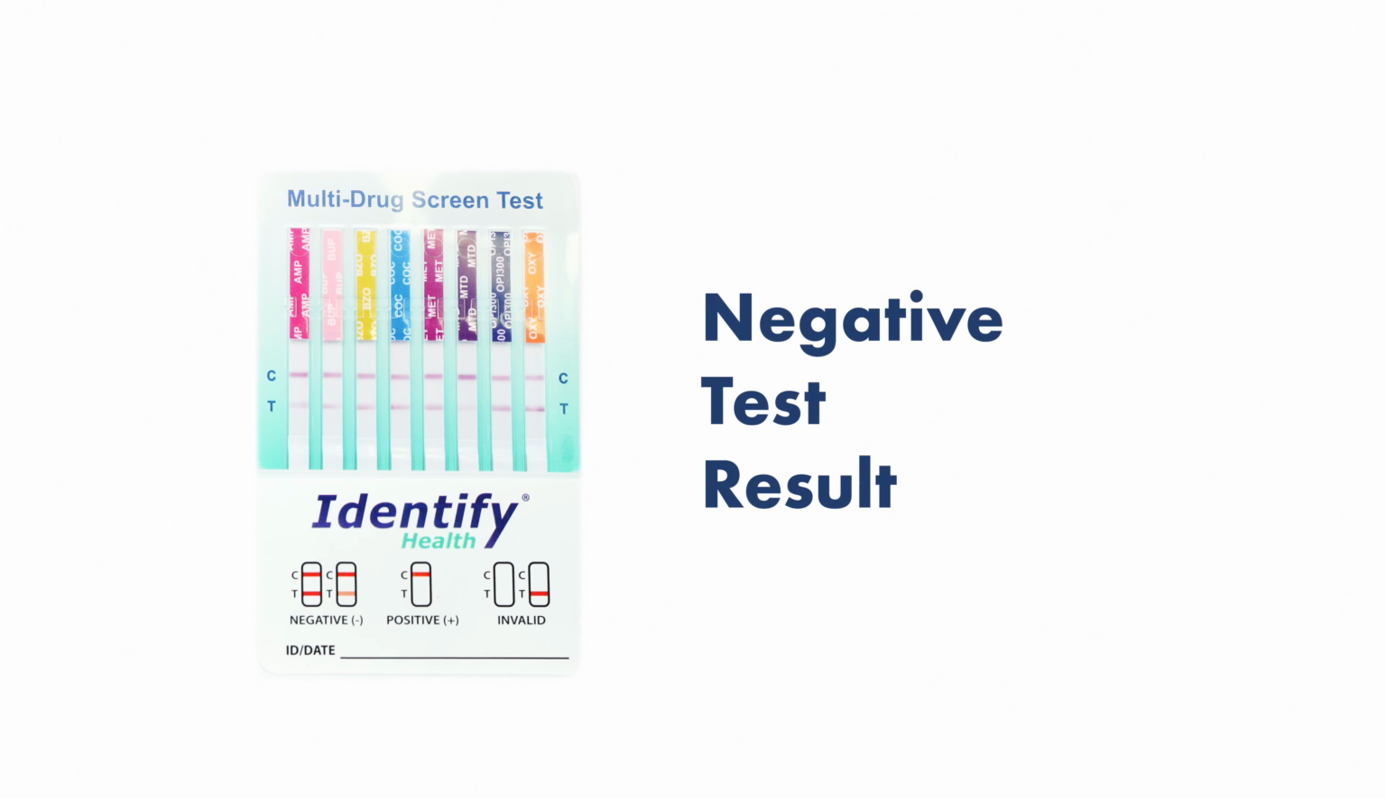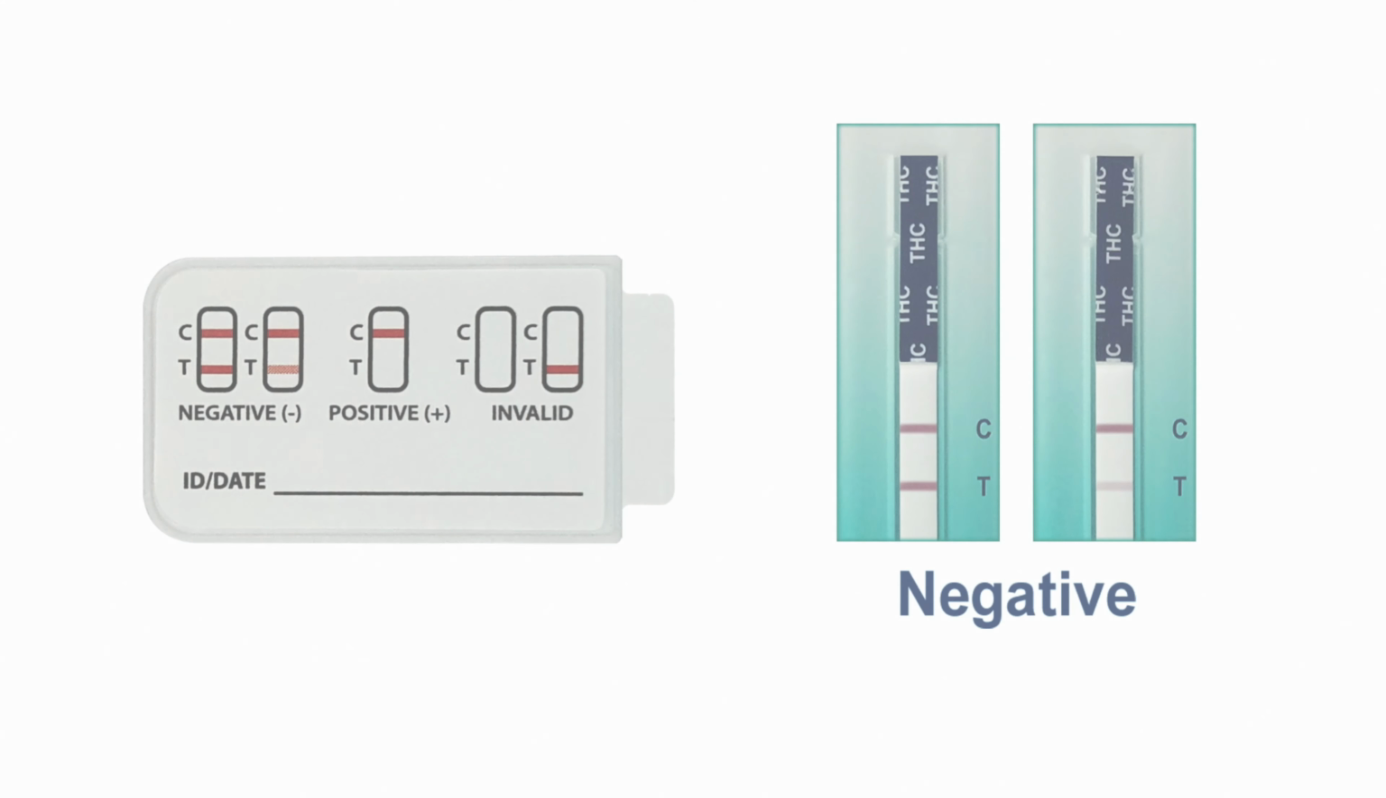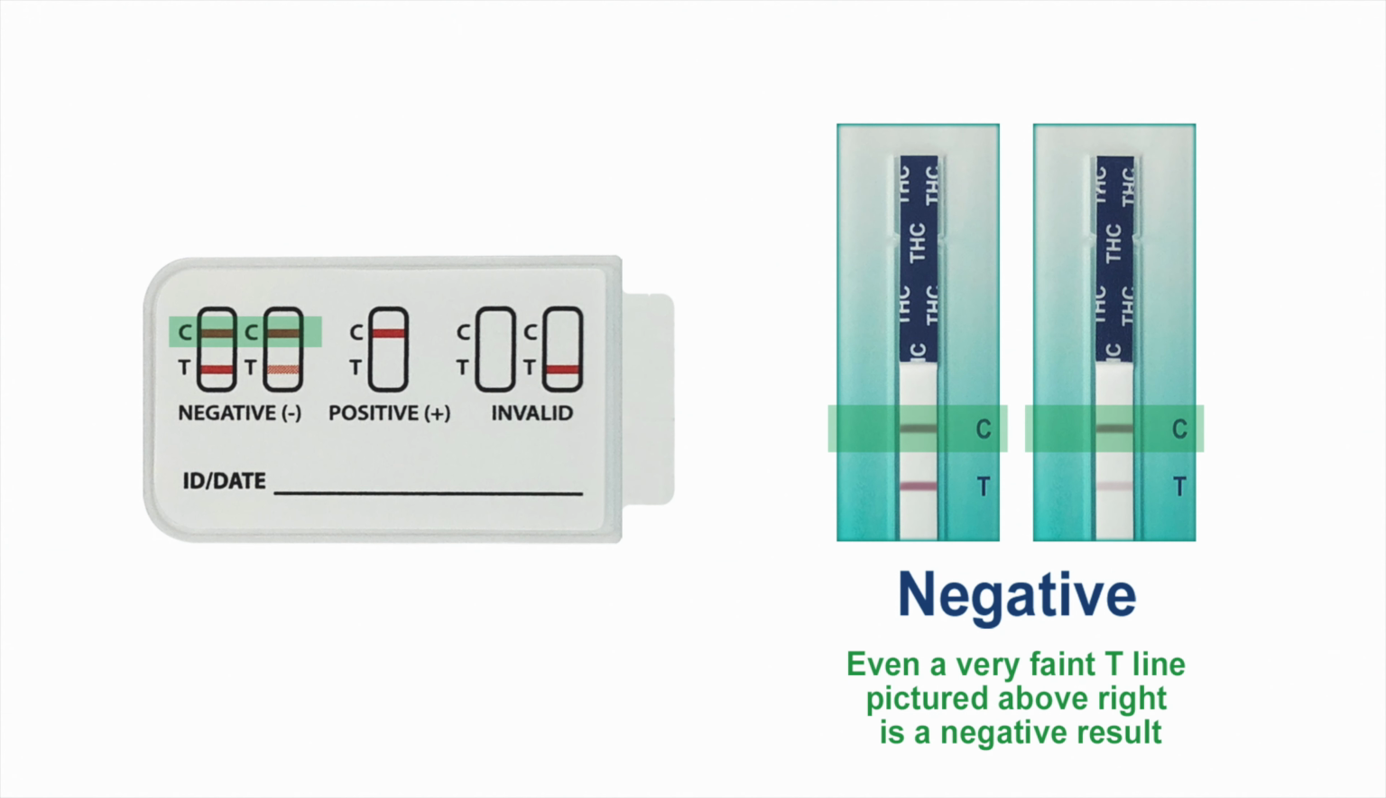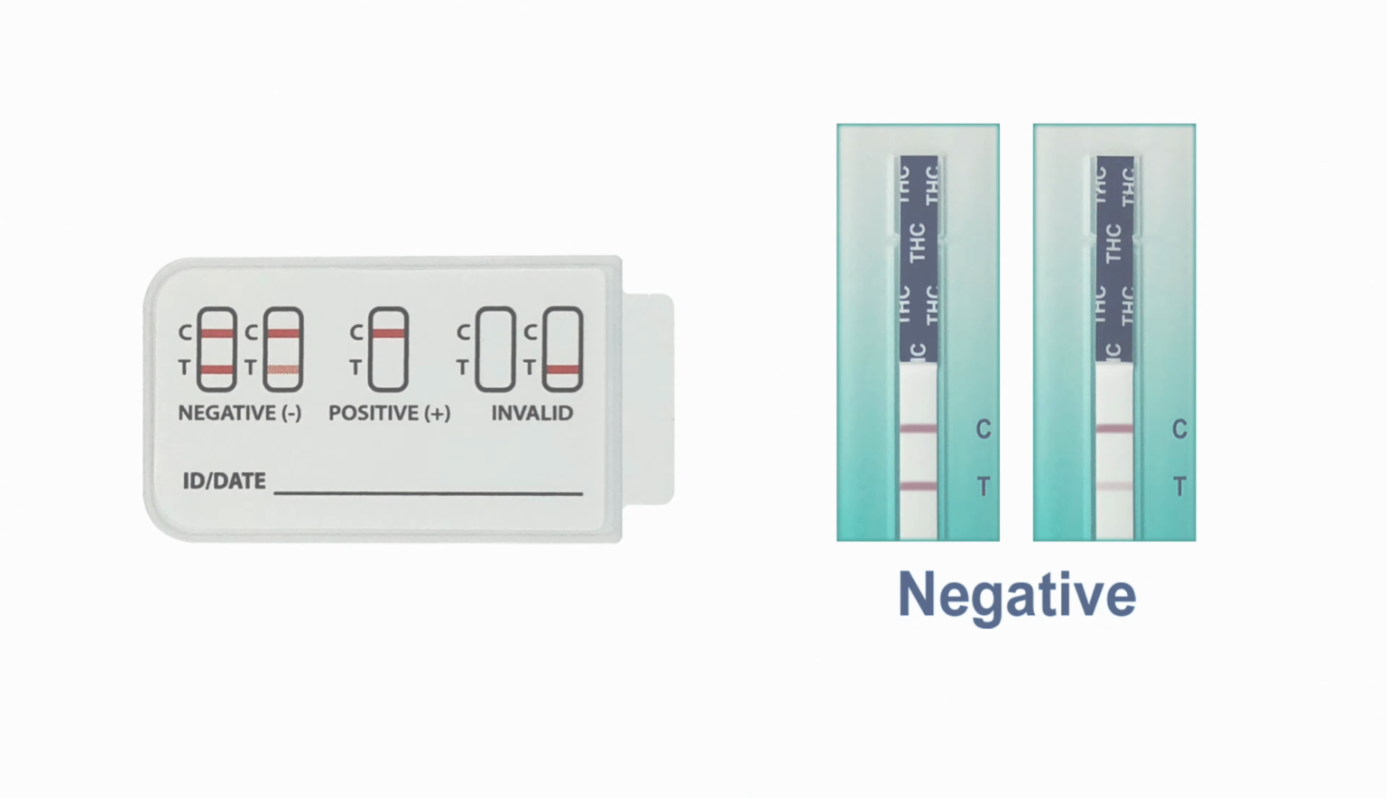Negative test result. A negative test result is indicated by 2 colored lines of any intensity. One colored line appears in the control zone, and another colored line appears in the test zone. This result means that the urine screened negative. Remember, even a very faint line is a negative result.